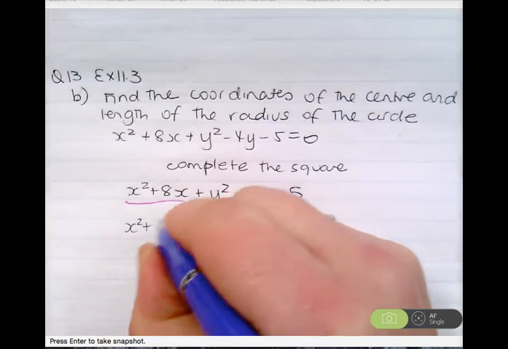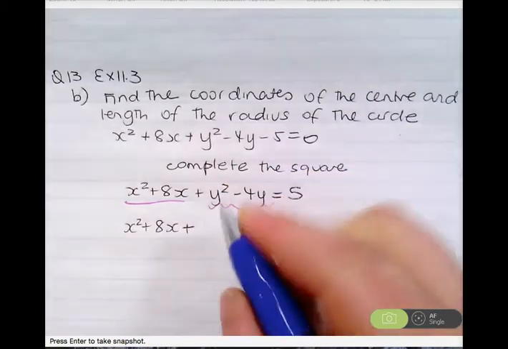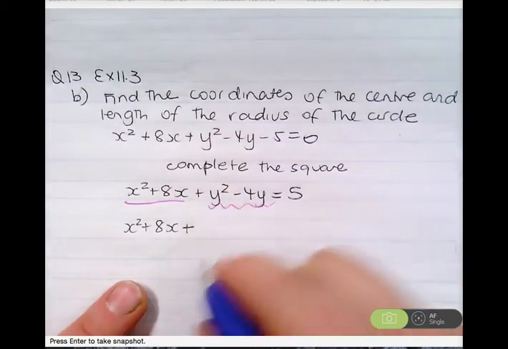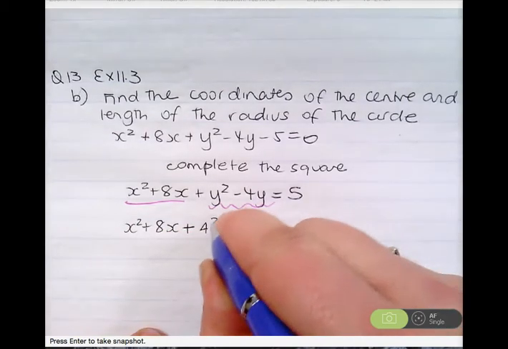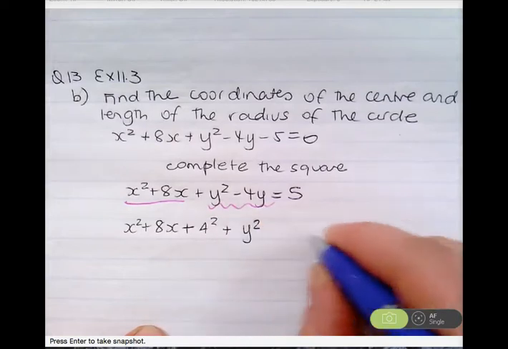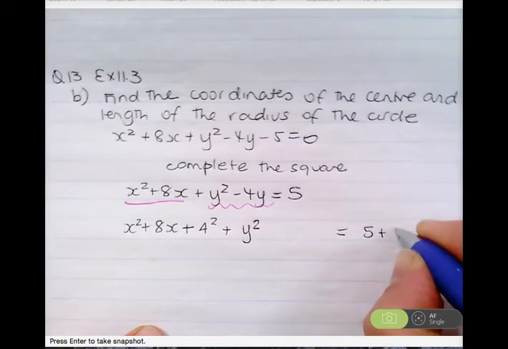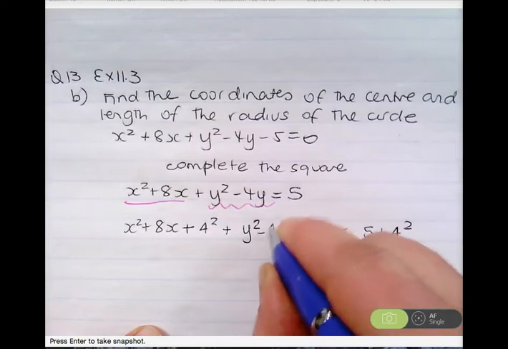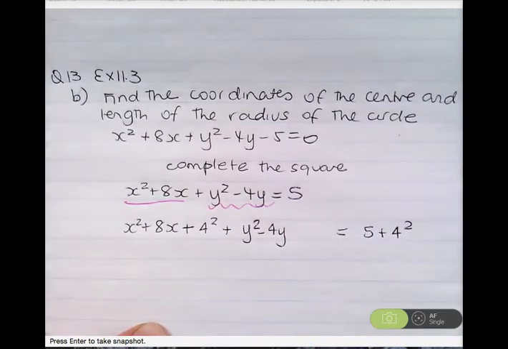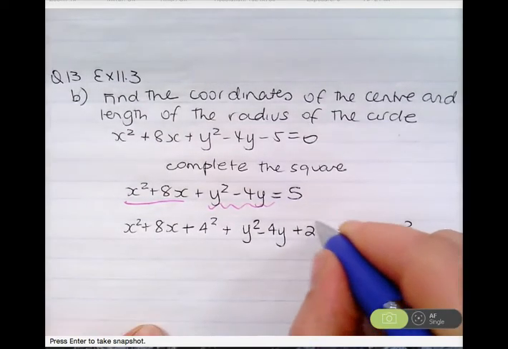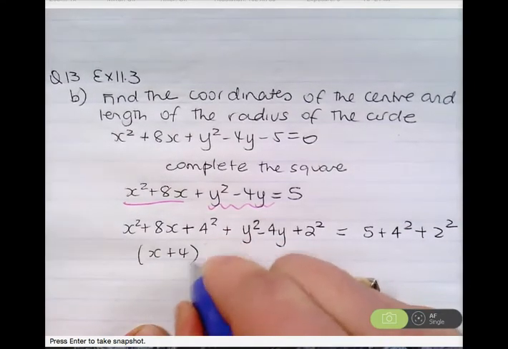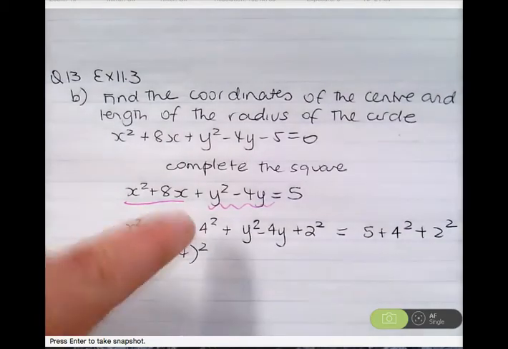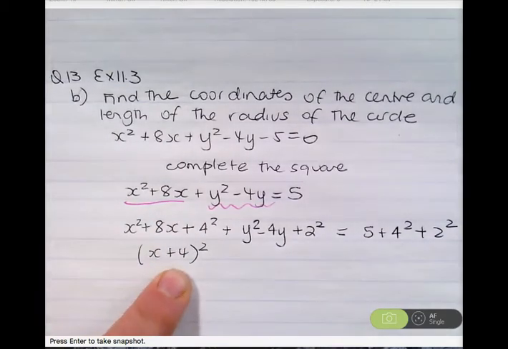Now I like to write it as plus 4 squared because you're dividing the 8 by 2 and you get 4, so you're adding 4 squared. I'm going to add 4 squared on this side. Then for y squared minus 4y, I halve the 4 and it's 2 and I get 2 squared. So you know why I write it like that? Because you just go x plus 4 squared. Instead of writing the 16, you can see what this last term is in the bracket. And that's why I like to write it like that.